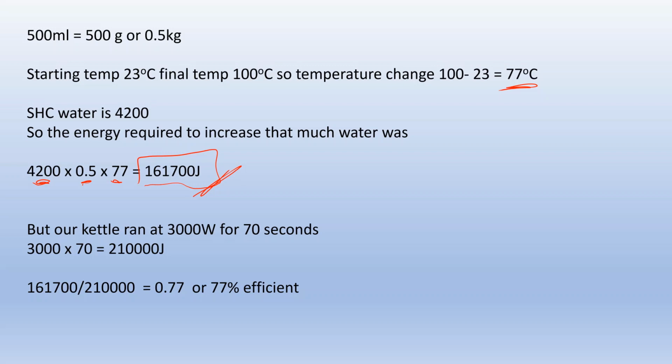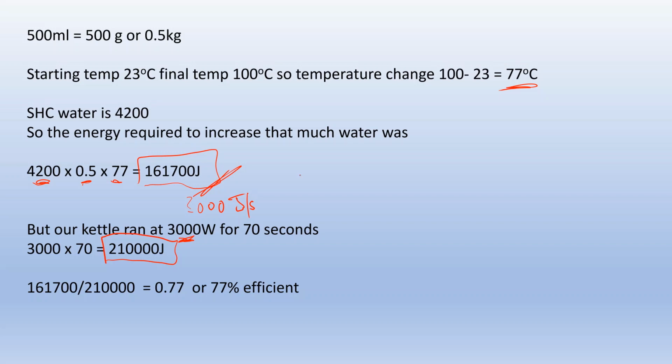The kettle was running, if you looked at the video, you saw it was running about 3,000 watts. Sometimes it was slightly higher than 3,000, sometimes lower, and it ran for pretty much 70 seconds. So 3,000 watts is 3,000 joules per second, times by how many seconds tells us how many joules, and that gives us a total of 210,000 joules. So the kettle gave 210,000 joules to the water, but the water only needed 161,700 joules for its temperature increase.